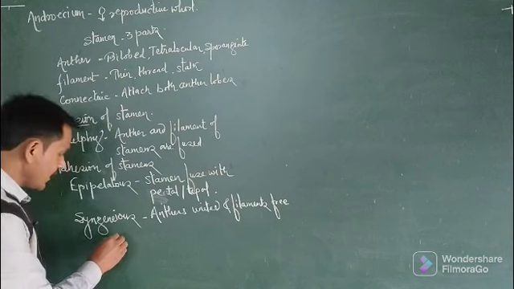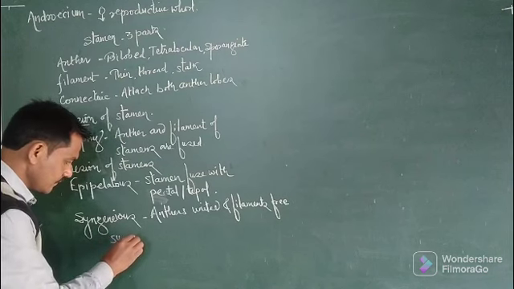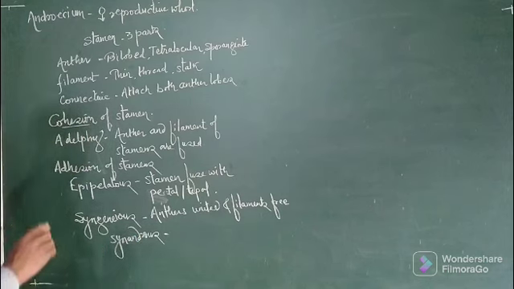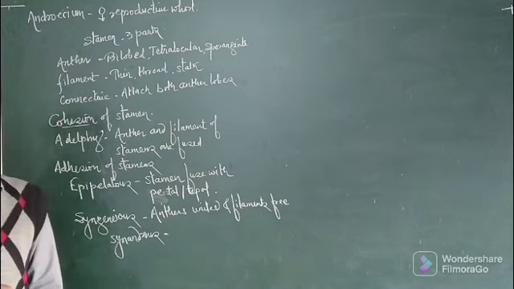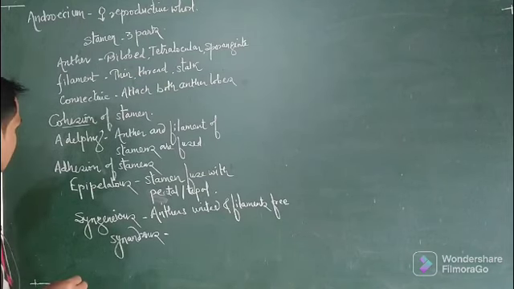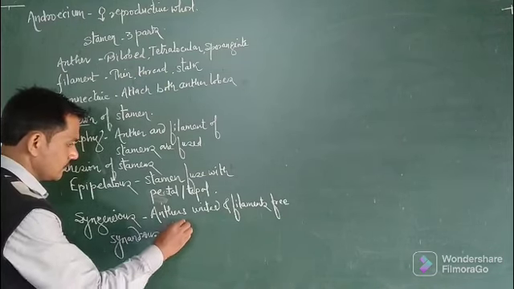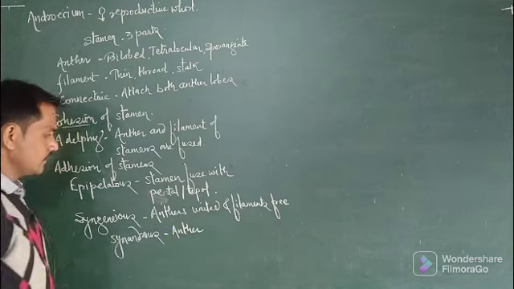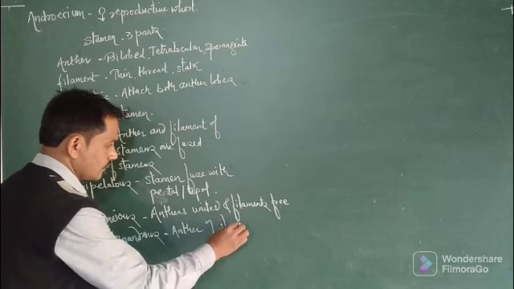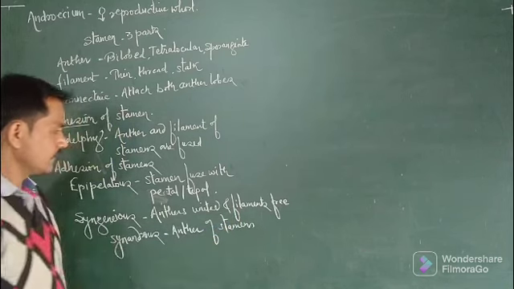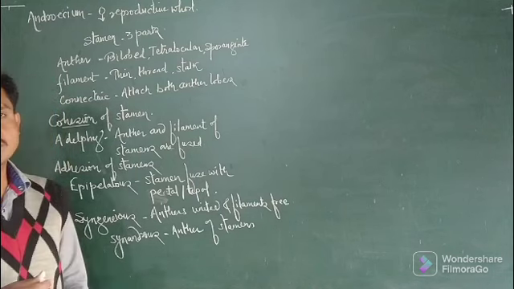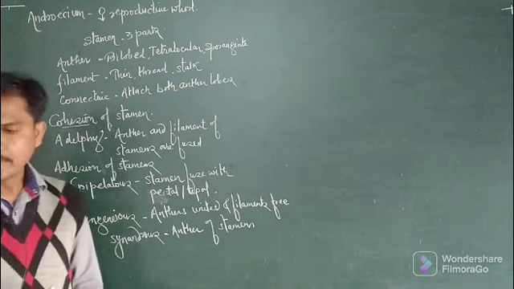While another condition is the synandrous condition. This is again a cohesion of stamens. In the synandrous condition, the anthers and filaments of stamens are both fused. Here both are fused, and that is called the synandrous condition.